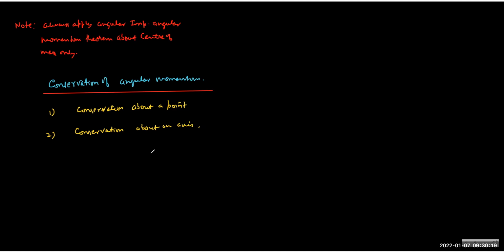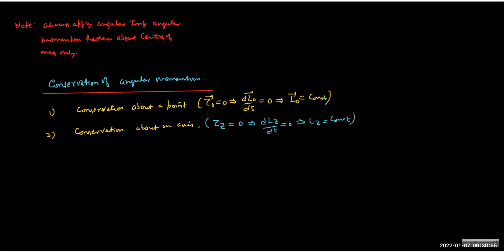About a point means when the torque about the point is zero, we say that angular momentum about that point will be conserved. So if I say torque about O is zero, this implies dL_O by dt is zero, which implies L about O is conserved or constant. For the axis part, we know how to write it. When the torque about some axis, say the Z axis, or any axis, is zero, this implies that dL_z by dt is zero, and this implies L_z is constant. The very common examples were the conical pendulum and the ball example.